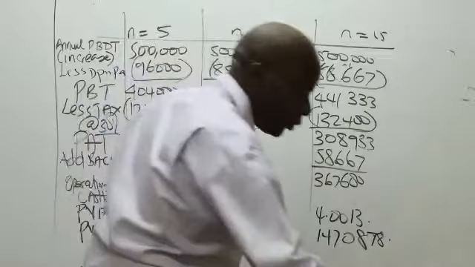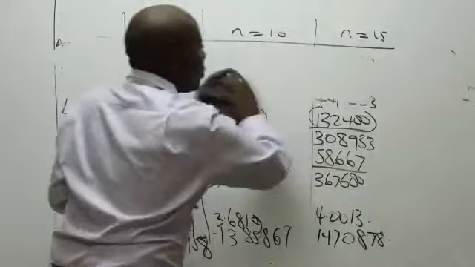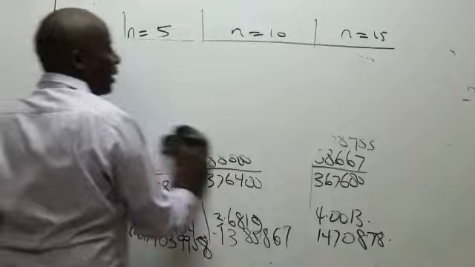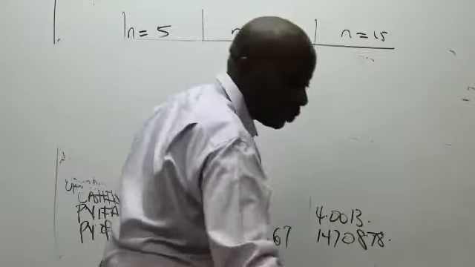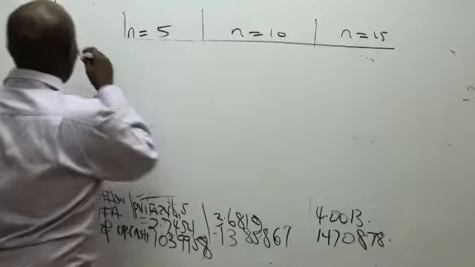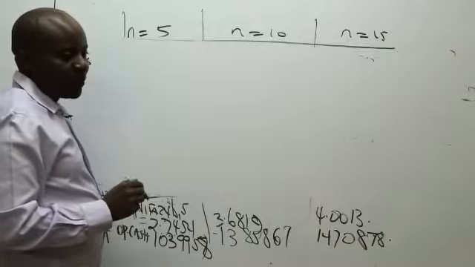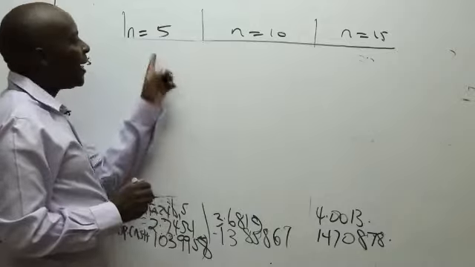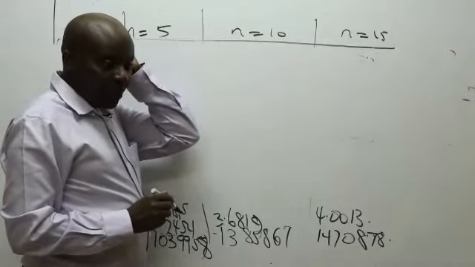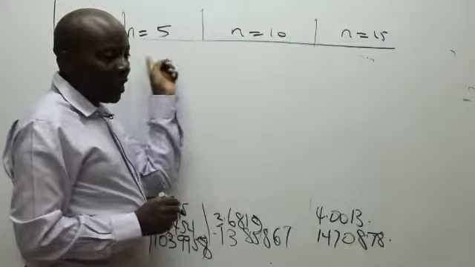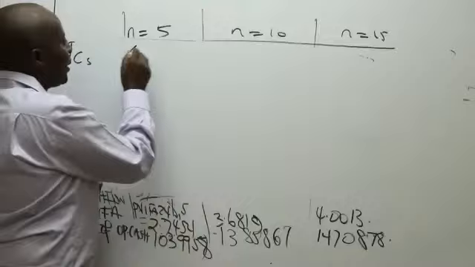So terminal cash flows. If you allow me, I'll come here and try to create some space by saying here terminal cash flows, what we call the TCs. So when N is 5, is there anybody who is able to remember what the scrap value was? If N is 5, what is the scrap value? 400,000. Thank you very much.